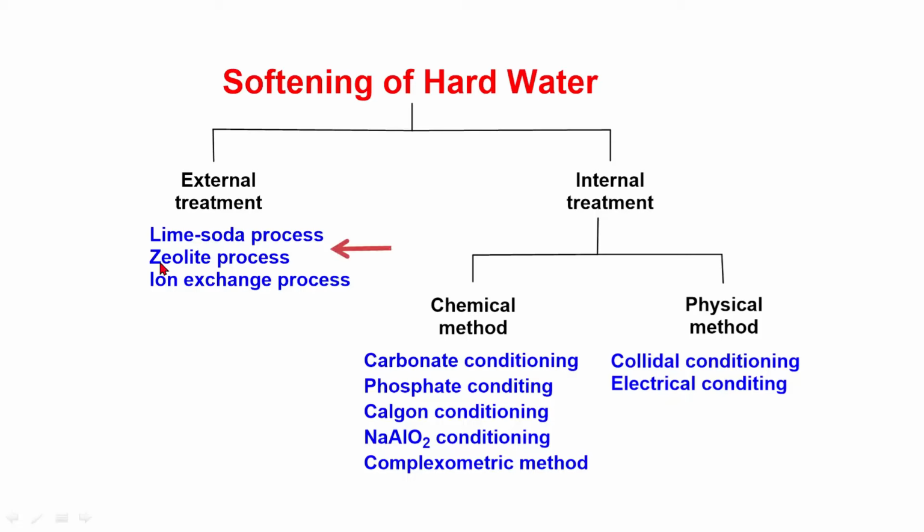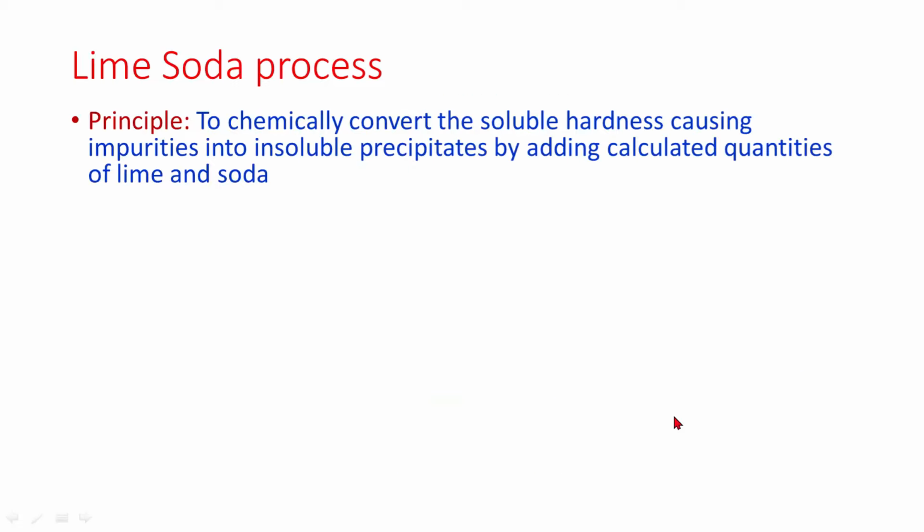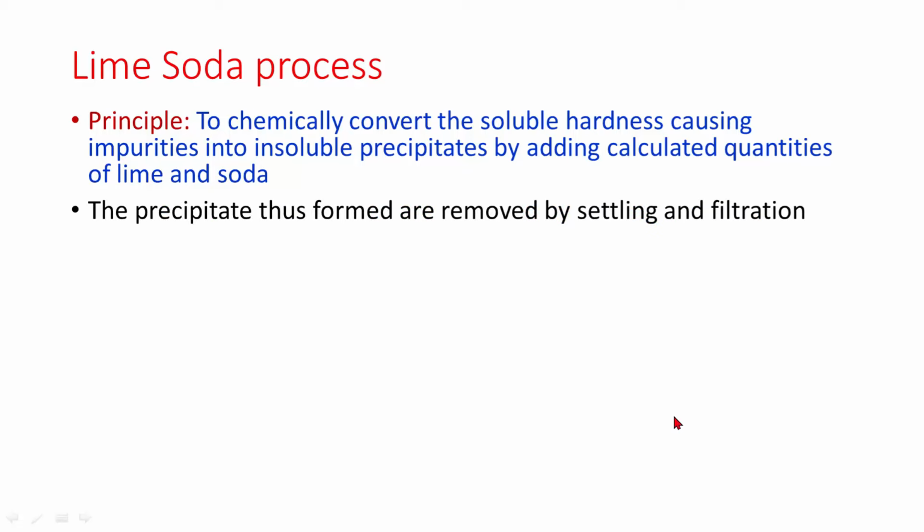In this session, we will discuss lime soda process. Principle involved is to chemically convert the soluble hardness causing impurities, that is calcium and magnesium ions, into insoluble precipitates by adding calculated quantities of lime and soda. The precipitates which are formed are removed by settling and then by filtration.